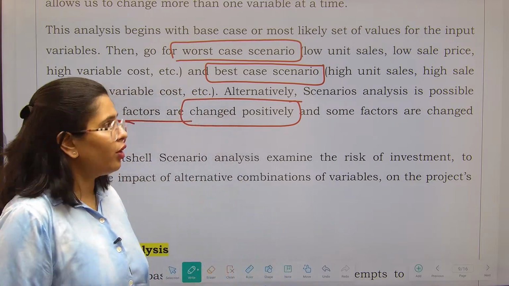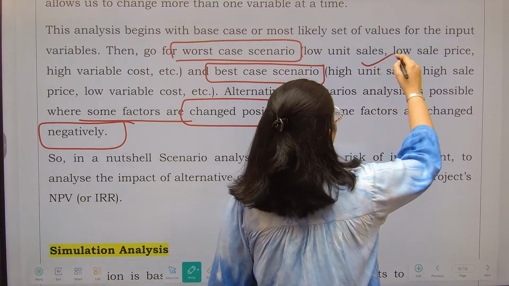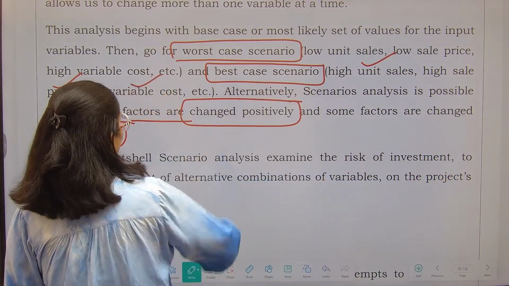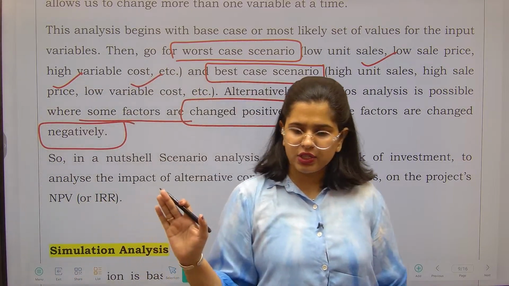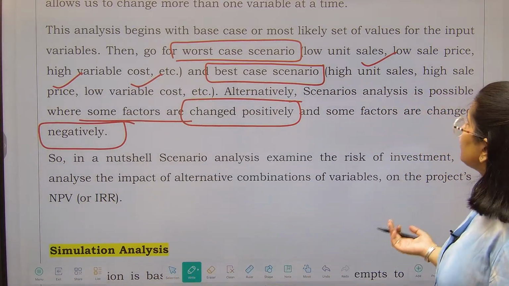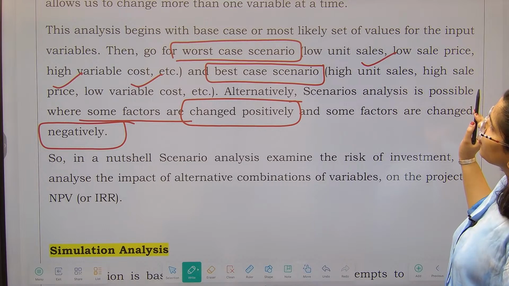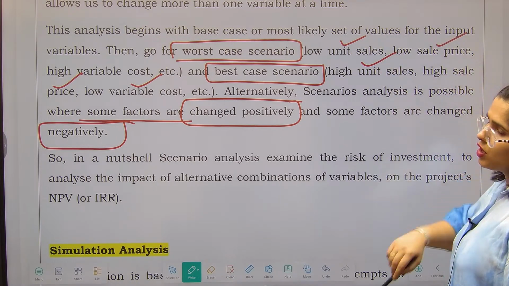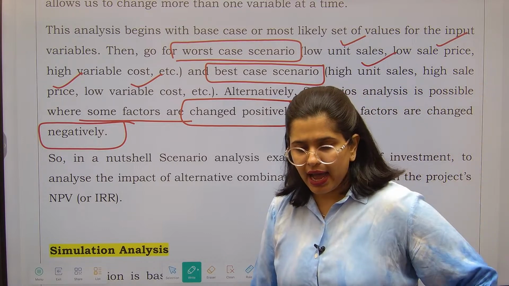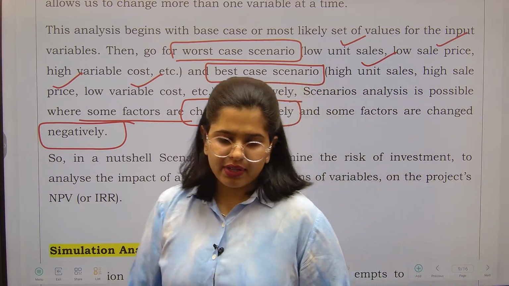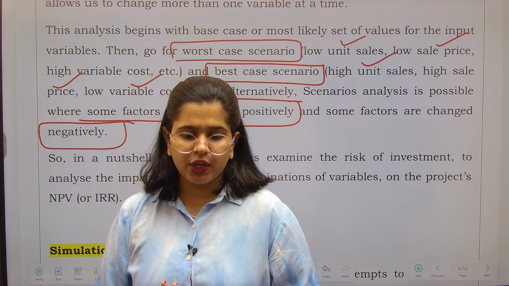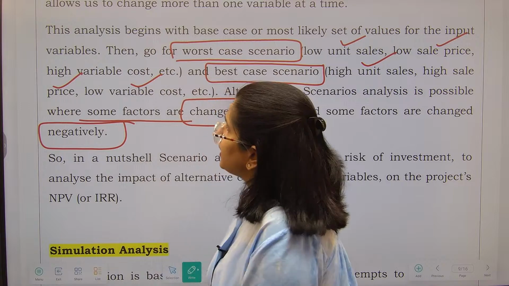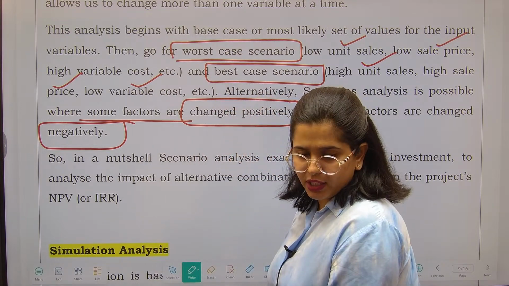In the best case scenario you will assume that sales is going to remain high, sale prices will be high, variable cost will be low. Everything best you have assumed, right? In the worst case scenario, you are going to assume that the quantity of sale is low, price of sale is low, and your variable cost is high. So in this particular case, whatever we have assumed is everything bad, what you can say worst case, right? Everything is bad, and then you will try to see what our profitability will be in this particular situation.